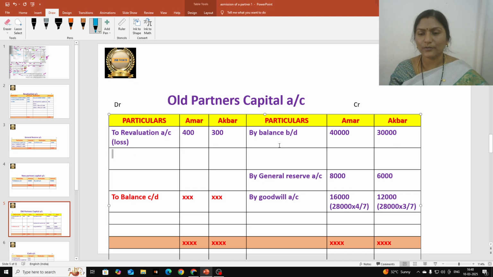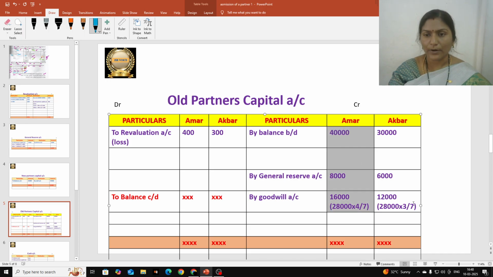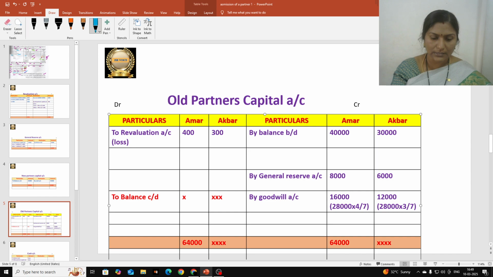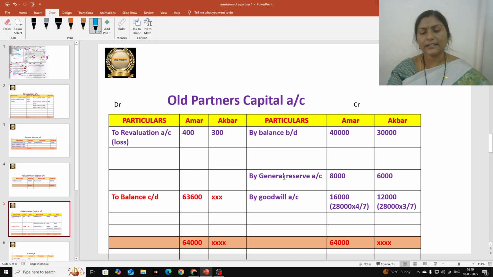Let us do totals. All items we recorded. So on the credit side, first Amar total. Let us add all the Amar values. What do we have? 40,000 plus 8,000 plus 16,000. Okay, total is 64,000. Compare with the debit side. Credit side Amar column total is 64,000. Debit side only 400. Which total is more? Credit side total is more. So on both sides in total you write the more amount, 64,000 for Amar. And on the debit side, from 64,000 you deduct 400, students. So how much will you get? 63,600. You can write that here: To balance carried down is 63,600.